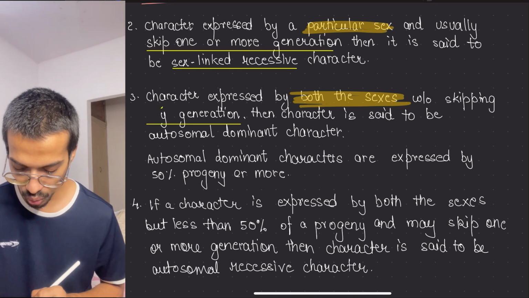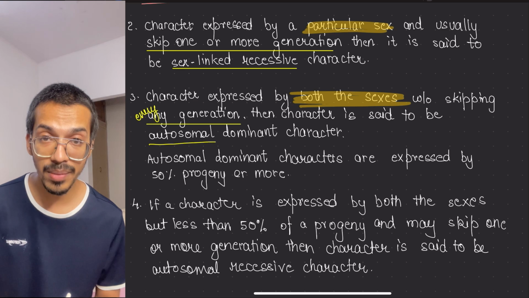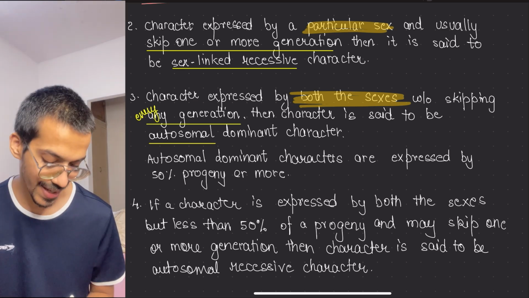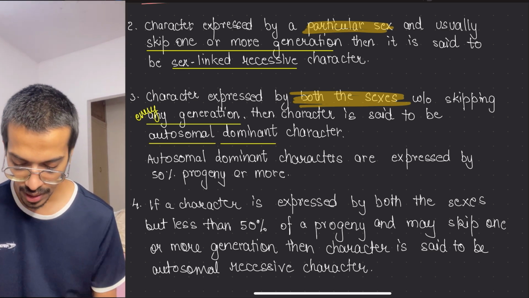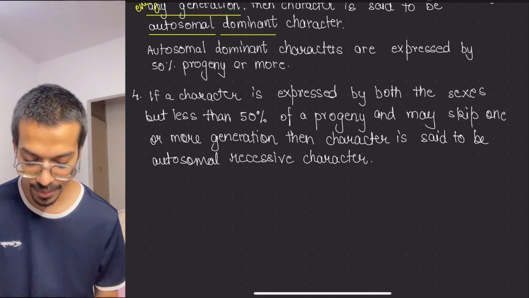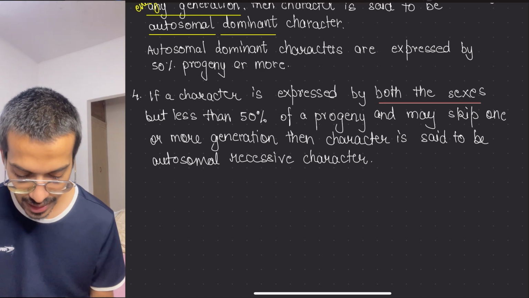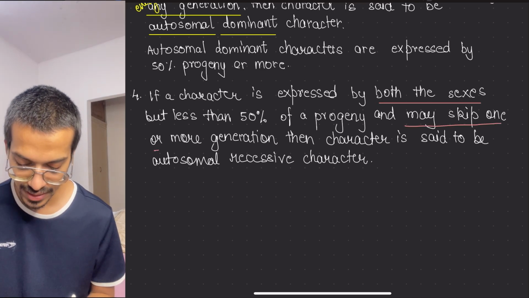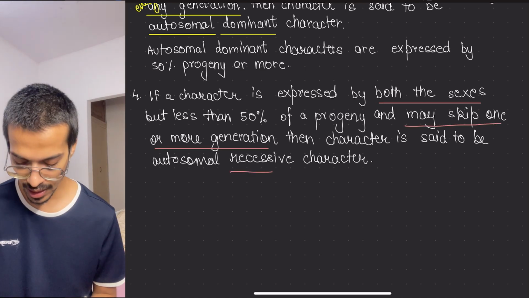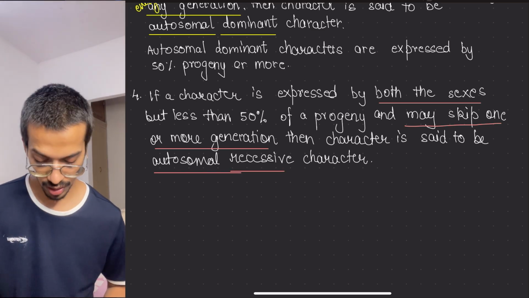Then we call it what? We call it autosomal, because both the sexes are being shown. Dominant, because every generation is showing that. But what if the character is expressed by both the sexes but may skip one or two generations? If it is a skip, it means it's a recessive trait, but since both the sexes show it, it is an autosomal recessive trait. Now let's see it.